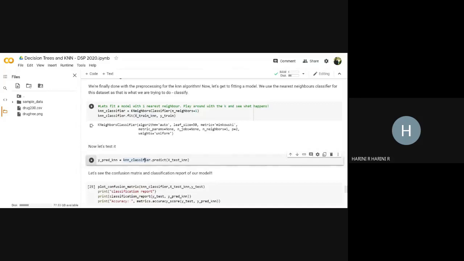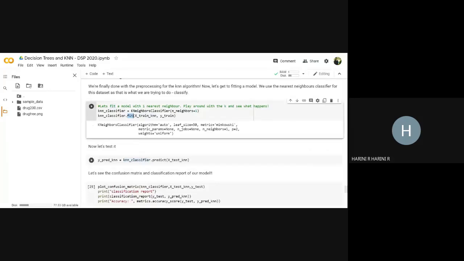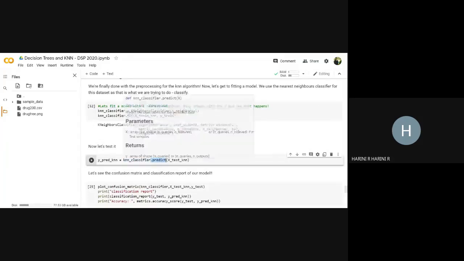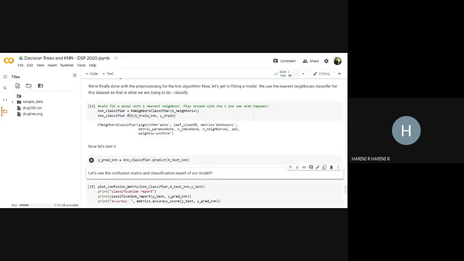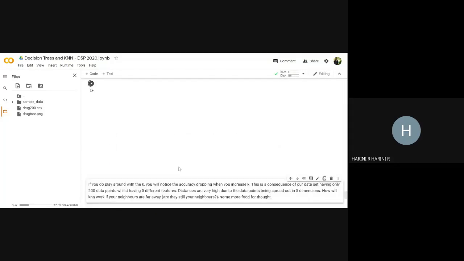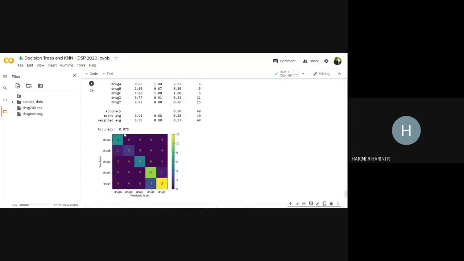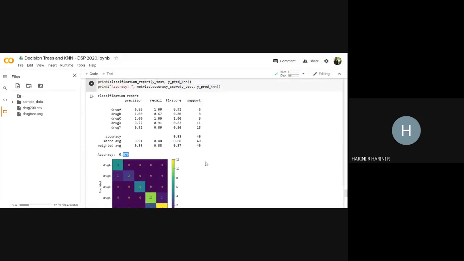We are using the dot fit function for training. We are using the dot predict function to get the predictions for this set of inputs. And it's time to see our classification report and accuracy. You can see that accuracy has gone up. It's close to about 90% now, right? 87.5. And here you can again see the precision, recall, and all those values.